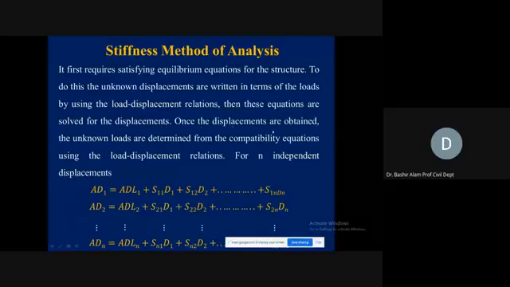Once the displacements are obtained, when the redundant actions are obtained, the unknown loads are determined from the compatibility equations using the load displacement relation for n independent displacement. अब यहाँ पे आप सिमिलरिटी देखें प्रीवियस एंड दिस मॉड्यूल, वहां पे DRS था, यहाँ पे AD1 आ रहा है। DRS1 is replaced by AD1.